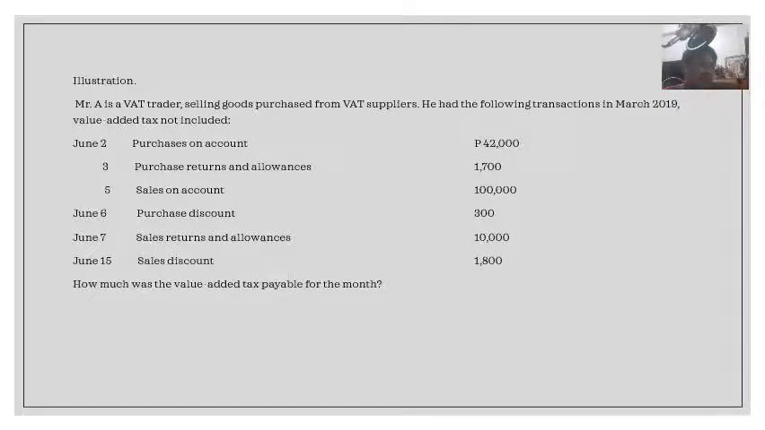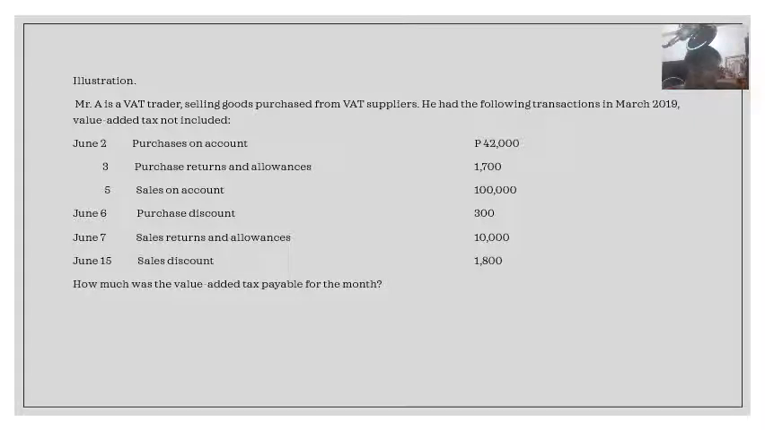Yung mga properties na binili mo na subject to depreciation, yung mga capital asset, pag may binayaran kang VAT doon, pwede mo rin i-deduct as input tax. Yung value added tax na binayaran mo sa real property na binili mo, at yung VAT na binayaran mo sa services, pwede rin mong i-deduct yun para mabawasan yung output tax.